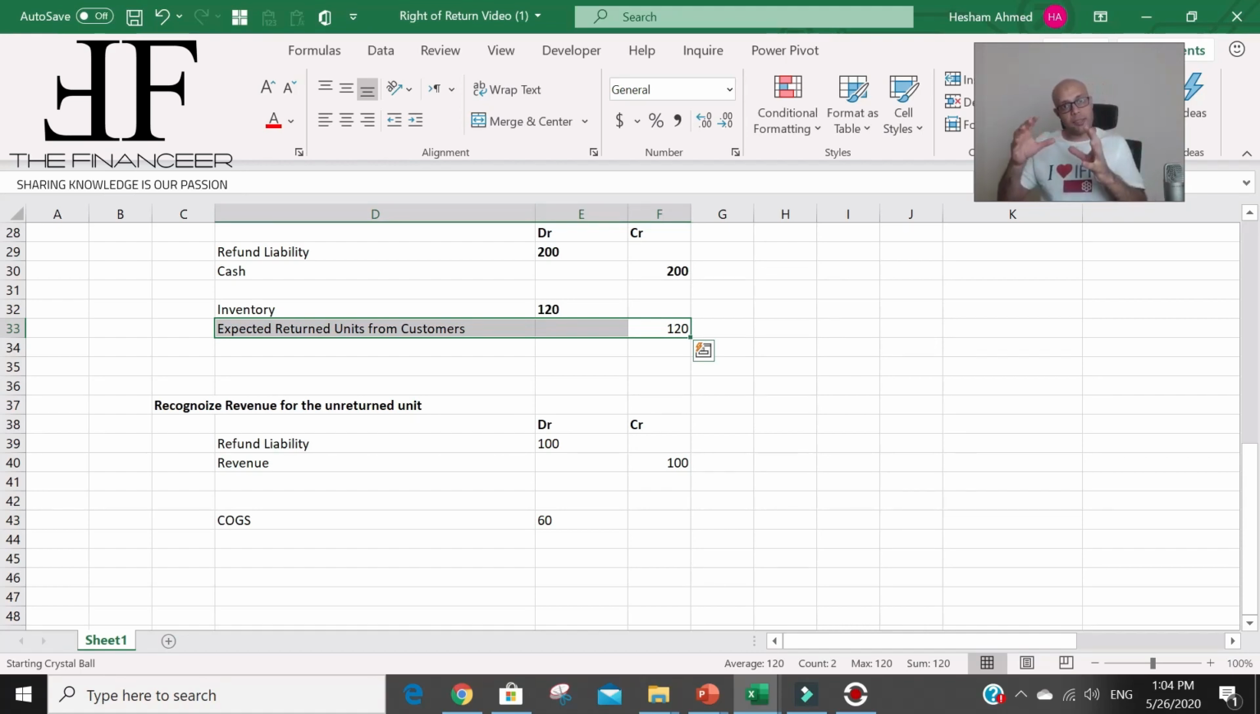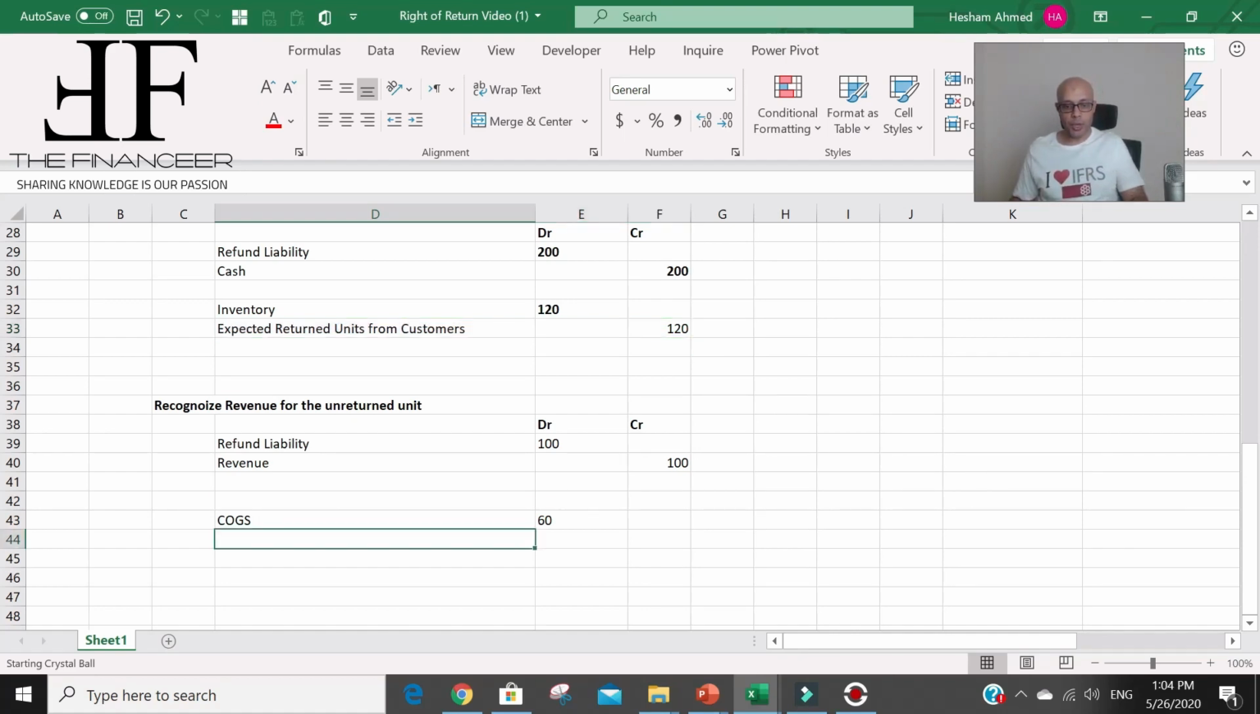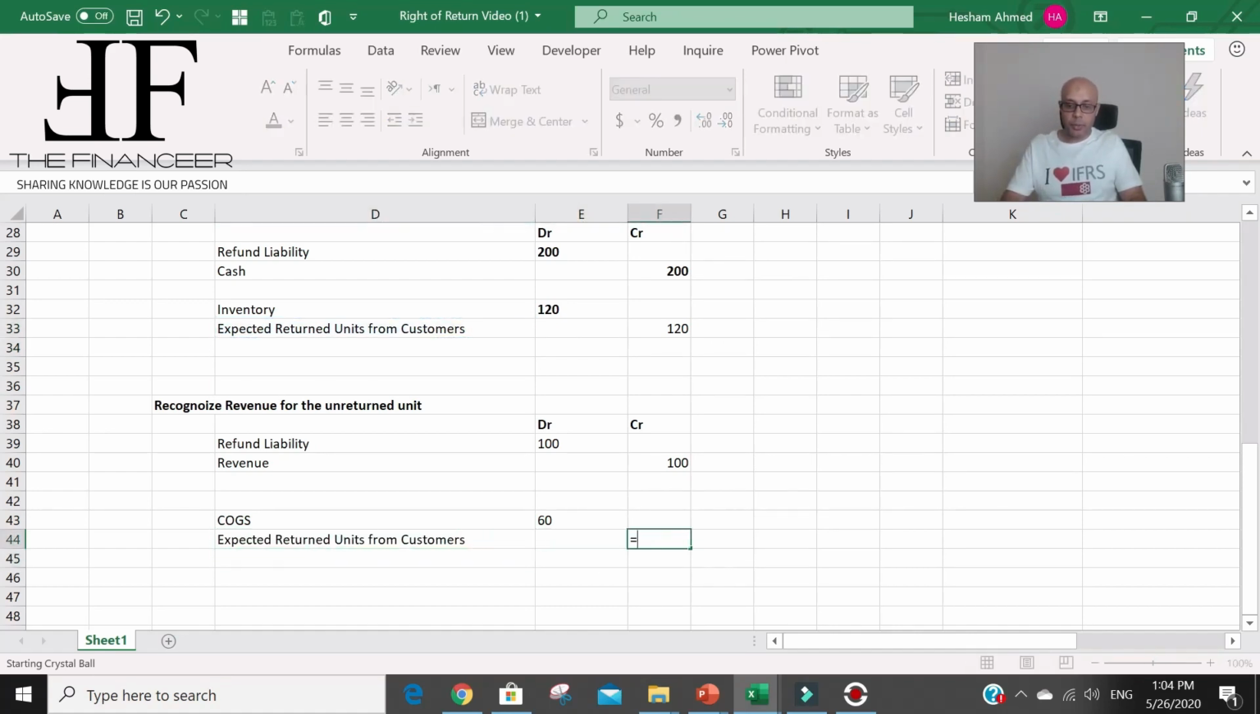I am still recognizing in my books expected returned units for 1 unit. Now this customer will not return this unit. So this 1 unit in the expected returned asset, I shall not recognize it anymore in this account. So I have to credit it in order to cancel it. So I am going to say expected returned units in the credit side, with the same value, which is $60. So now I finished the accounting of everything.